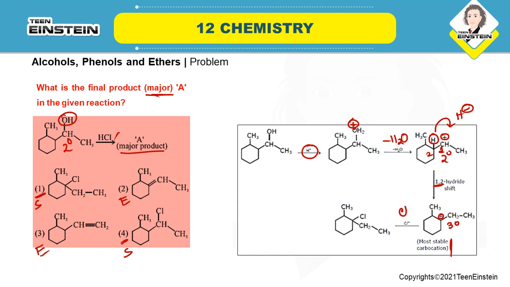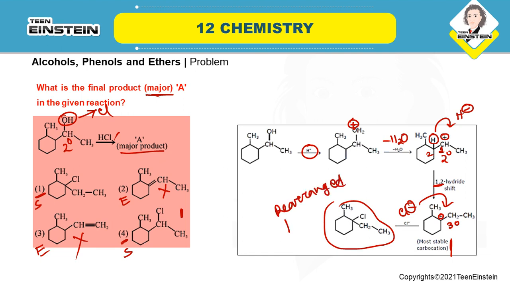Now finally Cl minus is attacking here. So this is substitution. But if it were direct replacement of OH by Cl, this would be the product, right? But that is not the case. The final product is the rearranged product. And it is matching with option 1, right? So this is the correct option.